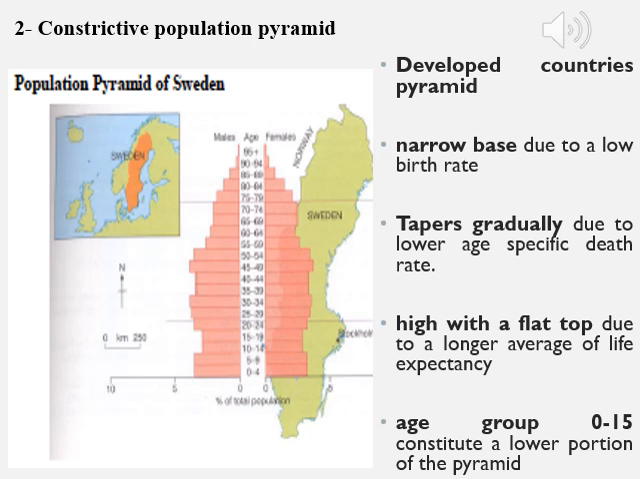The second type is the constrictive population pyramid. It's a pyramid of developed countries and is characterized by a narrow base, which means low birth rate. It tapers gradually due to lower age-specific death rate. The pyramid is high, which means longer life expectancy.